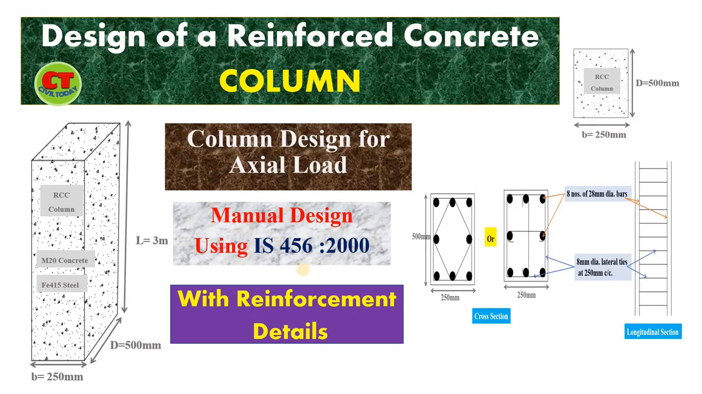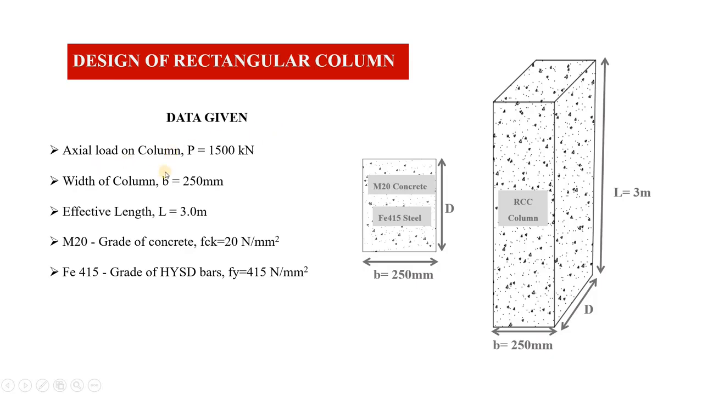In this video, we will see design of axial loaded short column. The data given are axial load on column represented by P, which is 1500 kN, and width of the column is given 250 mm, and effective length of a column is given 3 meter. M20 grade of concrete is used, so fck is 20 N/mm². Fe415 grade of steel is used, so fy equals 415 N/mm².